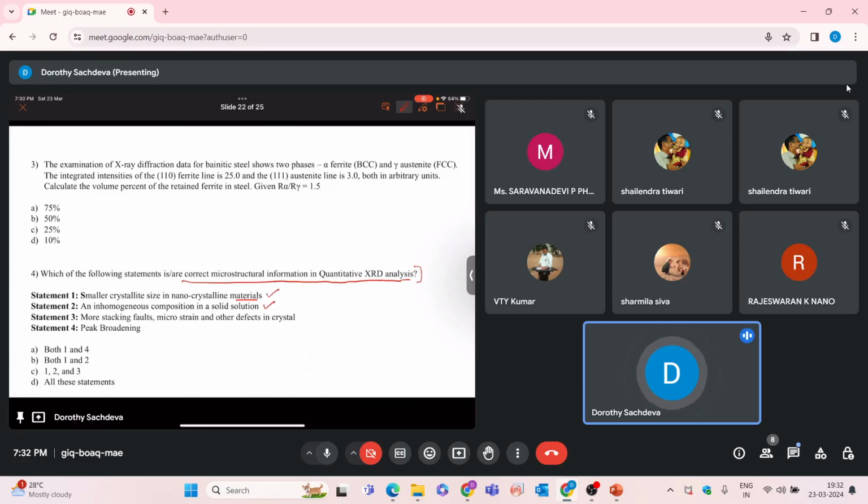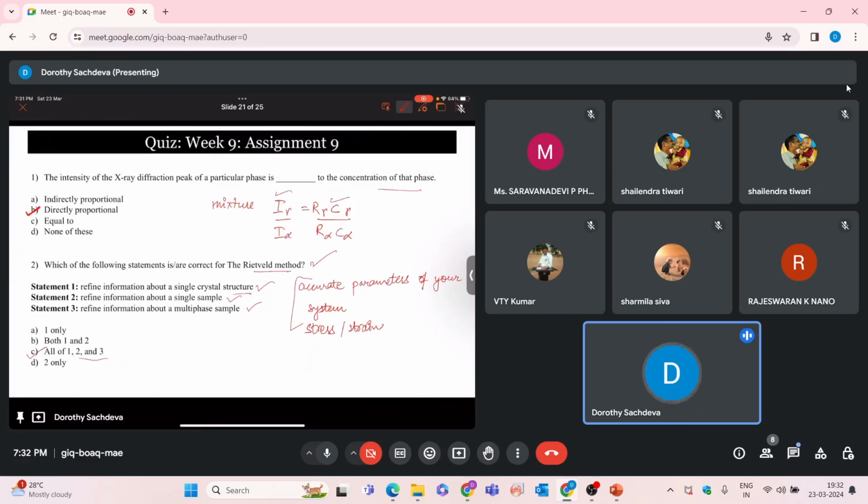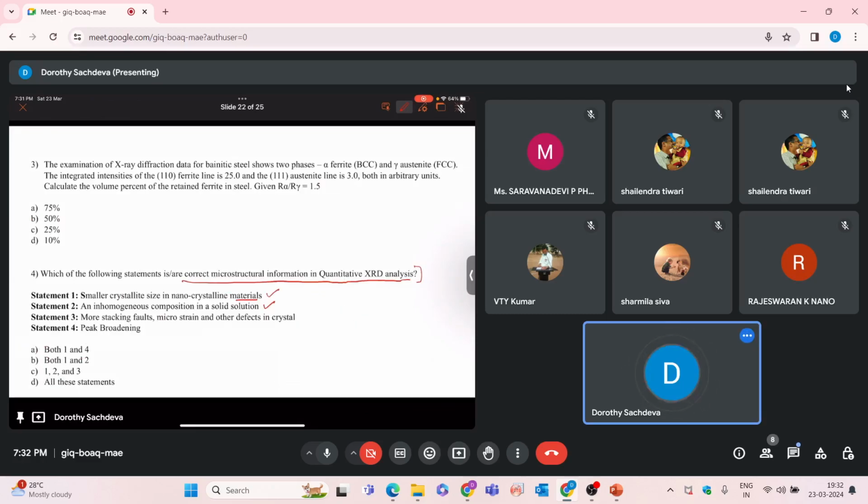Statement 3 says more stacking faults, more microstrain and other defects in crystal. Yes, this can also be done. This information can be gathered using quantitative XRD analysis. So statement 3 is also correct. You can use the Williamson Hall plot or Williamson Hall equation for these stress strain things.